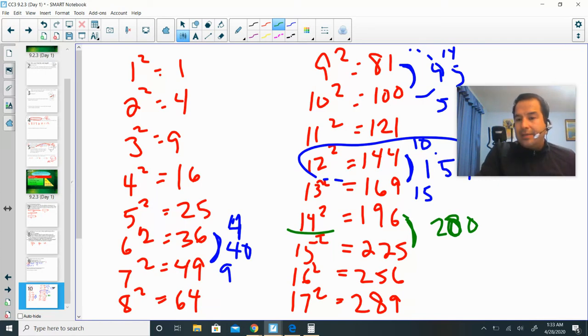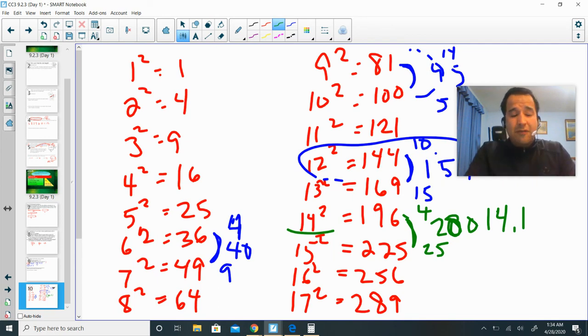So I'm going to say like 14 and, right there, 4 here, and it's 25 here. So I'm going to guess 14 and 1/10. It's 14 and 1/10 or 14 and 2/10. So I'm going to guess 14 and 1/10.